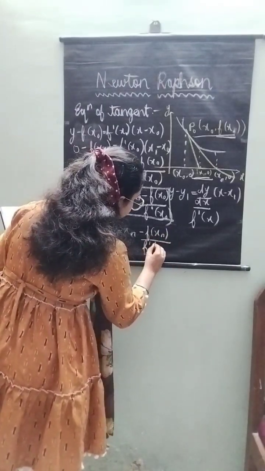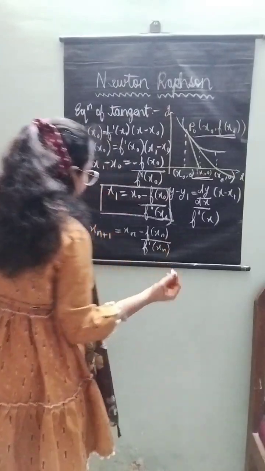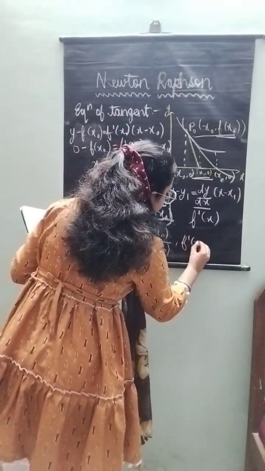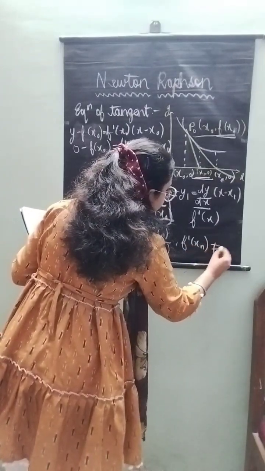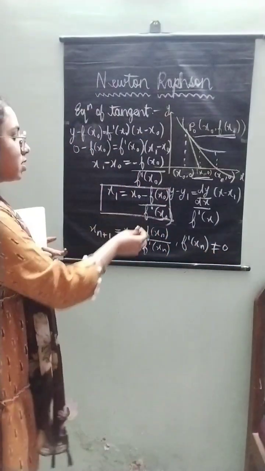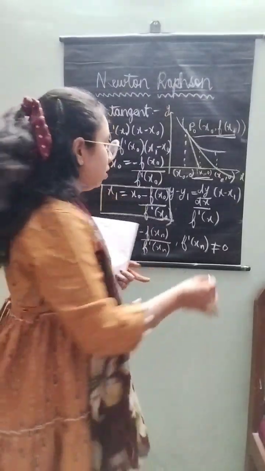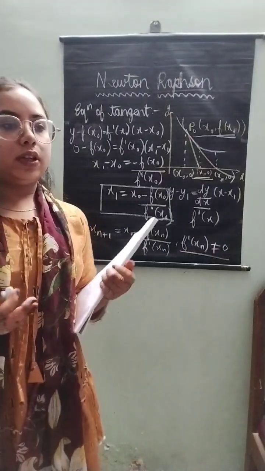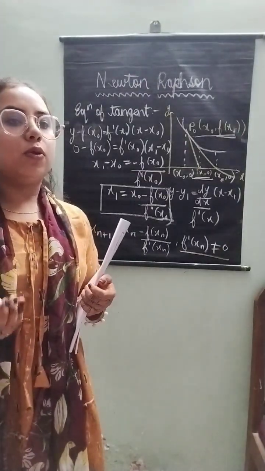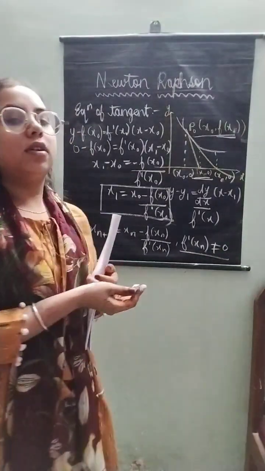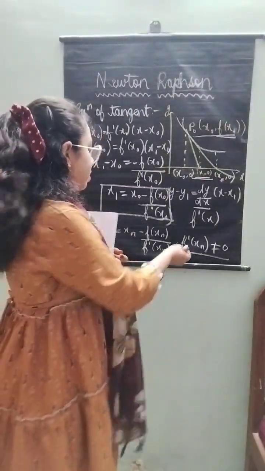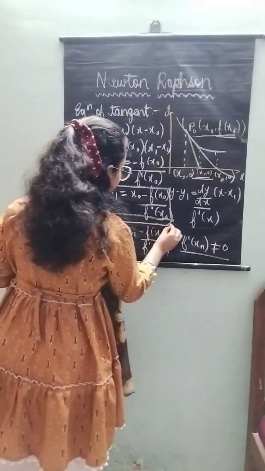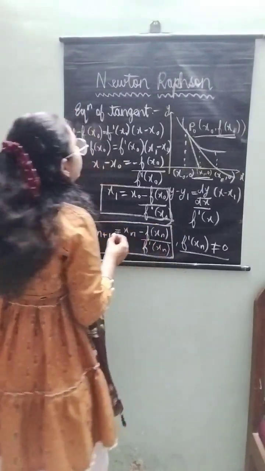Here f dash of xn should not be equal to 0. This is a very important condition, because if it becomes 0, definitely the formula won't exist and it will not move forward. So this condition should be applied. And this is the main formula for the Newton-Raphson method.